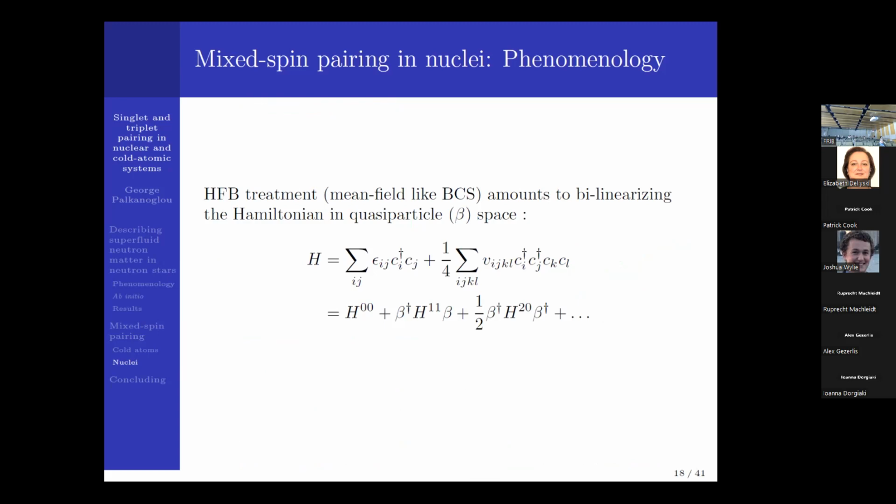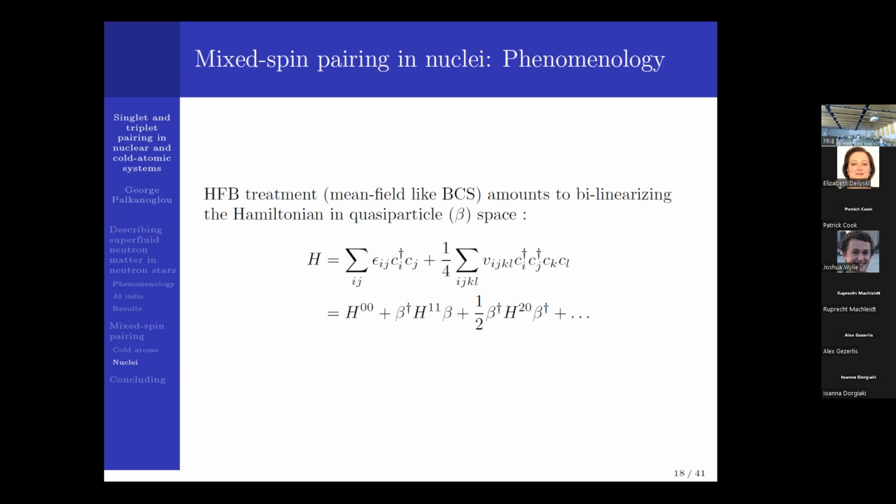Again, we describe our system as a system of free quasi-particles. Put it in a different language: we start with a pairing Hamiltonian, and we try to find the quasi-particles that turn this Hamiltonian into a free quasi-particle Hamiltonian. And then the ground state of the system is defined as the vacuum of those quasi-particles.